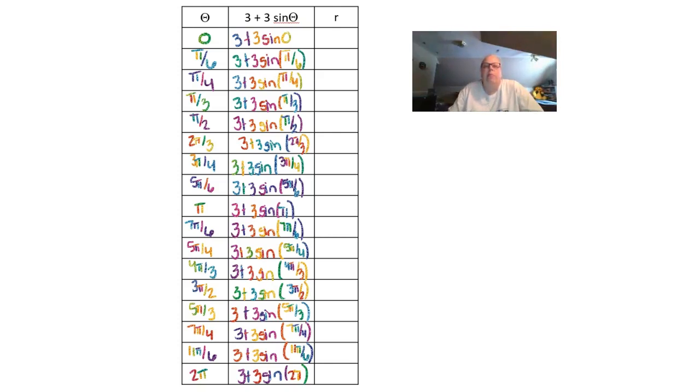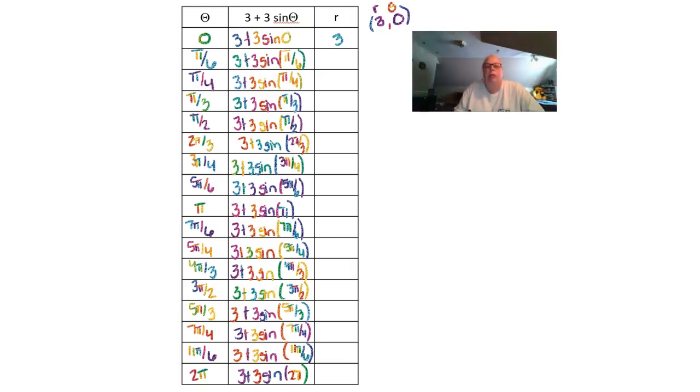All right, so I have my middle column filled out here. This is exactly what I'm going to be putting into my calculator. Now, because I've listed my angles over here in radians, I want to be sure my calculator is set to radians. Okay, so we're going to do 3 plus 3 times the sine of 0, and that's going to give me 3. So remember, when I plot this, I'm going to plot the point 3 and 0. The angle will be 0, and r will be 3.